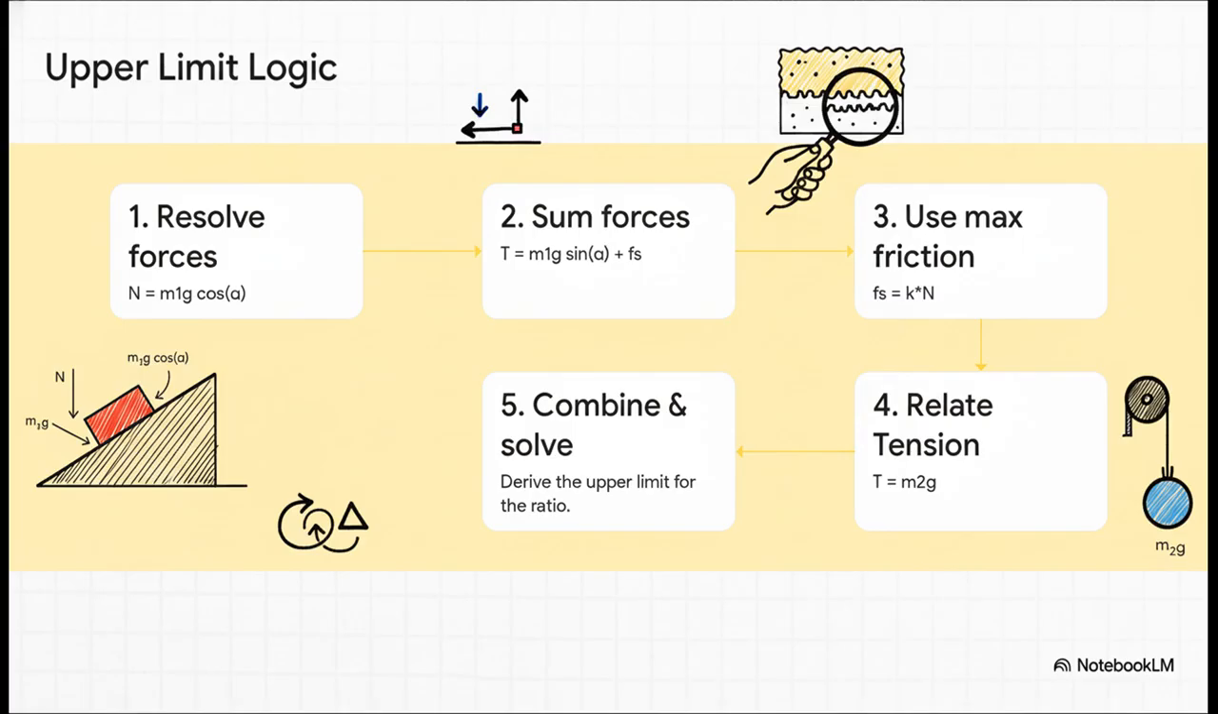First, let's look at the forces perpendicular to the ramp. We've got the normal force pushing out and a component of gravity pushing in. Since the block isn't flying off or sinking in, those have to be balanced. So the normal force, N, equals M1G times the cosine of alpha.